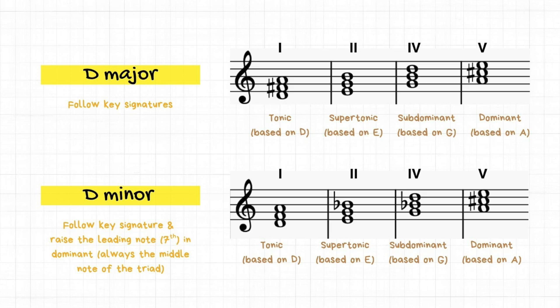Whereas for D minor, we follow the key signature and also raise the leading note which is the 7th note in the dominant. It's always the middle note of the triad. So tonic chord would be D F A, supertonic chord E G B flat, subdominant chord G B flat D, and dominant chord A C sharp E. We can see that the dominant chords for both major and minor are the same.